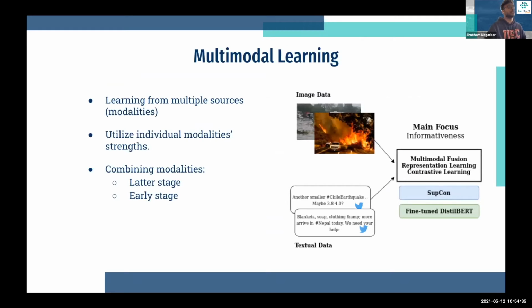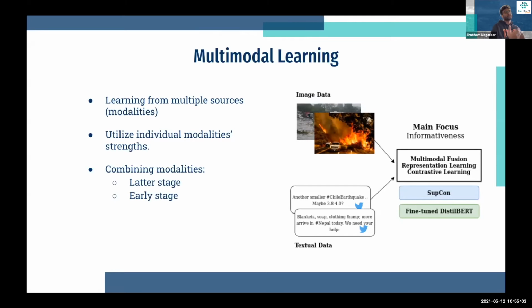So first, multimodal learning. Let's say you have some information from one source. You don't exactly trust it, but you're happy with that information. But if you have one more source which confirms that information, then you can actually trust it, right? This is the same intuition behind multimodal learning. So we have two types of modalities, that is, one is image and second is the text data. The main goal of doing this is basically to combine the strengths of each individual modality and to cover up for its weaknesses.